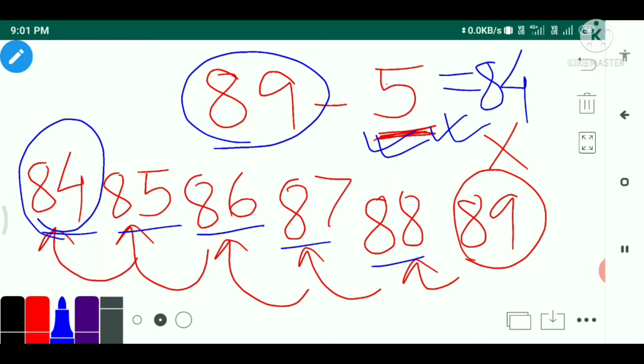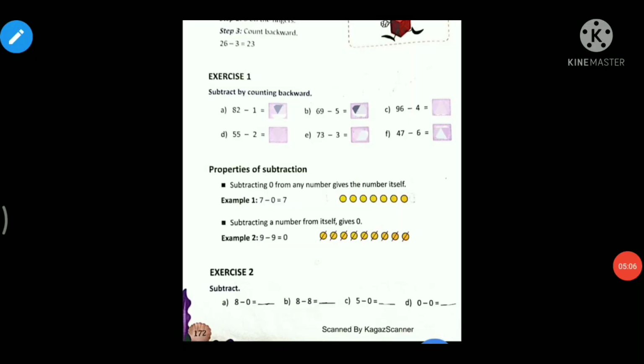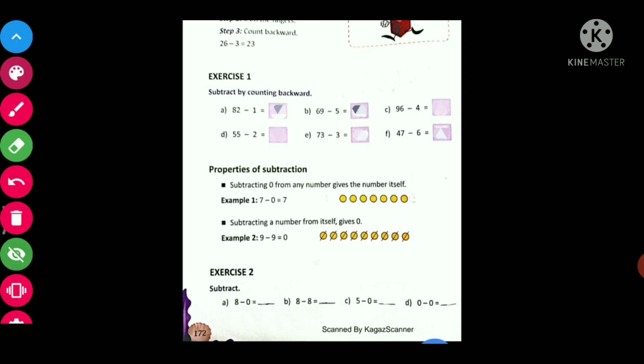Now we'll do some questions that are given in your book. See page 172, exercise 1. Here you have to subtract by counting backward, so we have to go in backward direction. Now let's do this one.